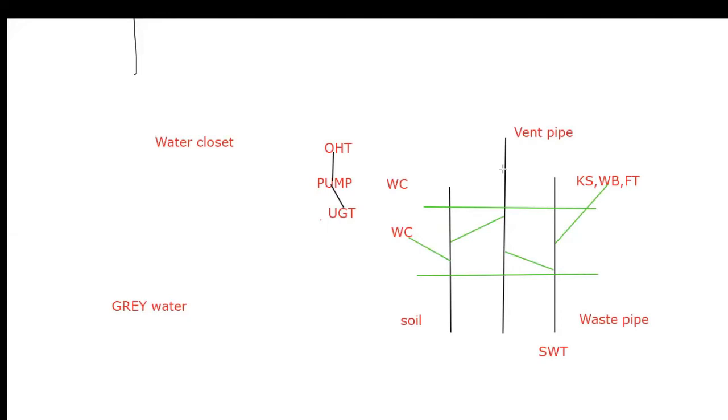What? Can you please explain again? See, FT, somebody is asking there. FT is floor trap. Because when we are cleaning our floor, there will be a trap, isn't it? In order to flow that used water, or the water used for cleaning, properly into our drain pipe, there will be a trap. There will be an opening within the floor itself. That is what is called a floor trap.